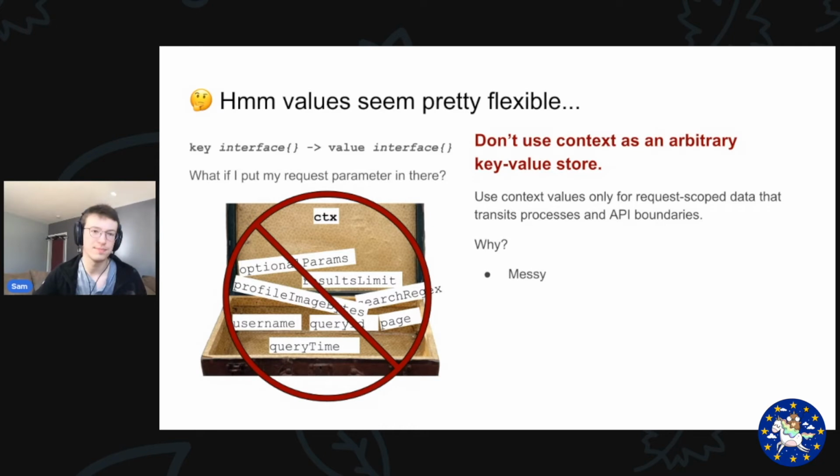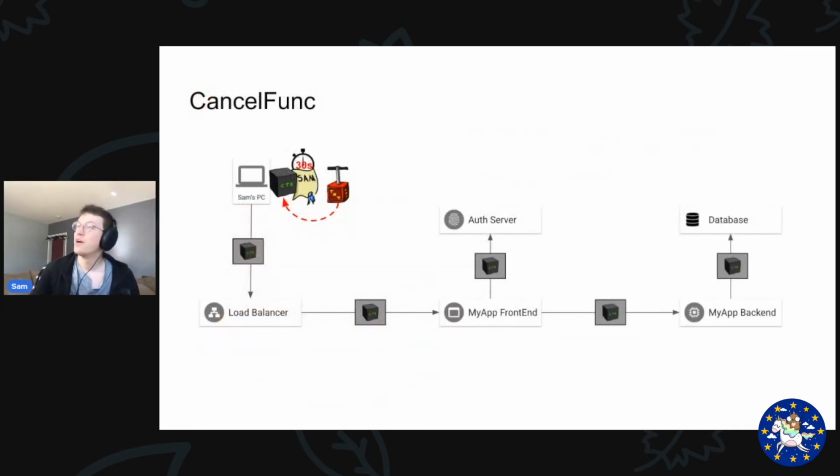Why? Well, first of all, it's messy. You lose your type safety. You're just keeping a giant blob of untyped data. You're constantly recasting. You don't actually have visibility into the keys and values. You can't list them out. You have to just look them up one by one. And most importantly, the docs say don't do it. So don't do it. Anyways, last thing, I said we'd go into the cancel function.